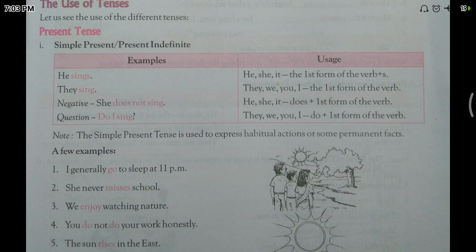For example, when we say Radha goes, then it's right. But when we say children go, that's right, because children is a plural noun. So a plural noun takes only the verb's first form, but a singular noun takes the verb's first form plus s or es, like the child goes, but the children go.